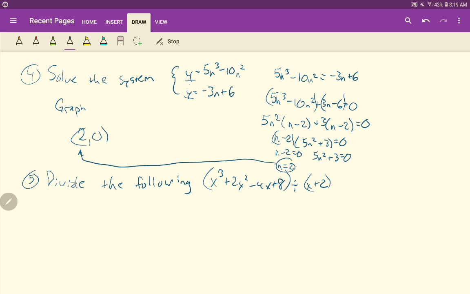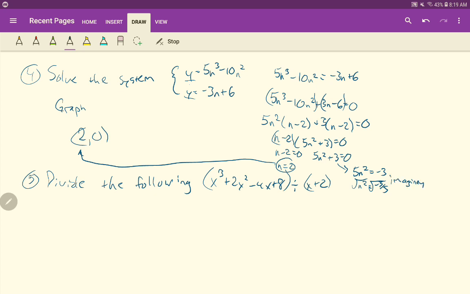Okay, the other option that we get is this, but if we solve this here, if I subtract 3 on both sides, I get 5n squared equals negative 3. Divide both sides by 5, I get n squared equals negative 3/5. And then when I square root, well, we're square rooting a negative, which is imaginary.